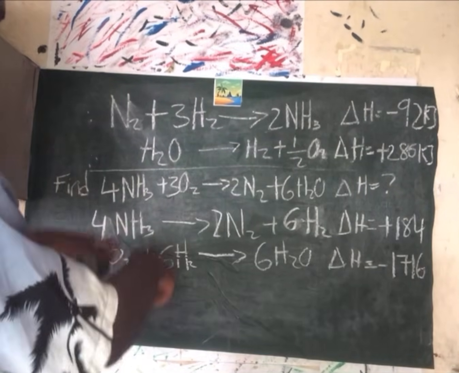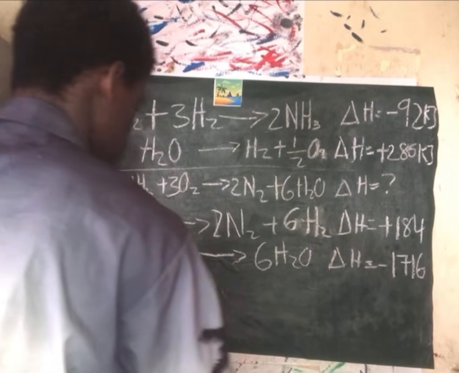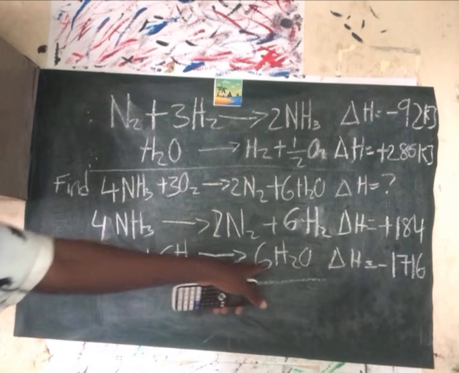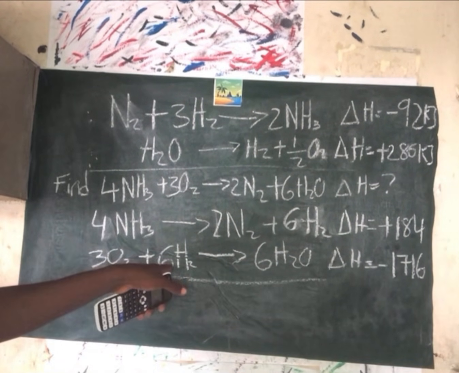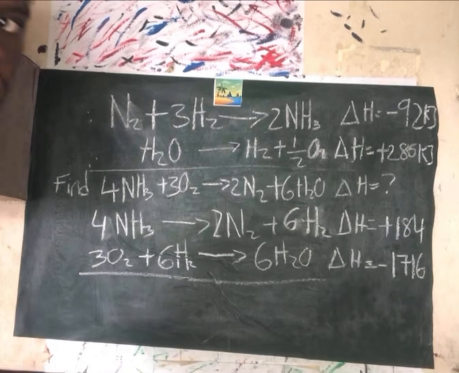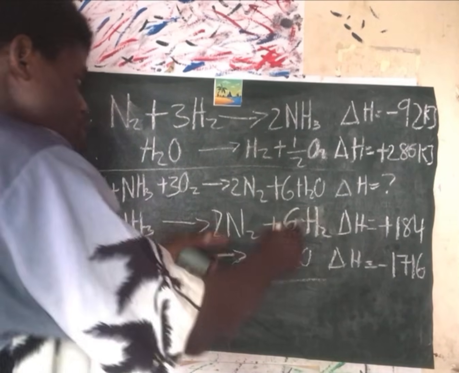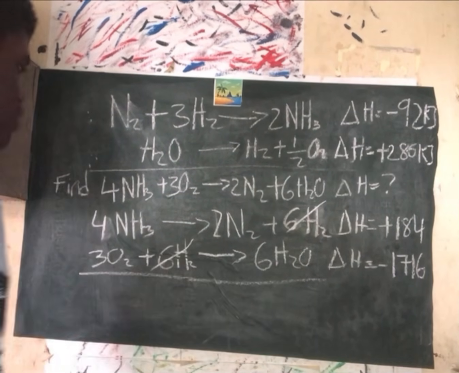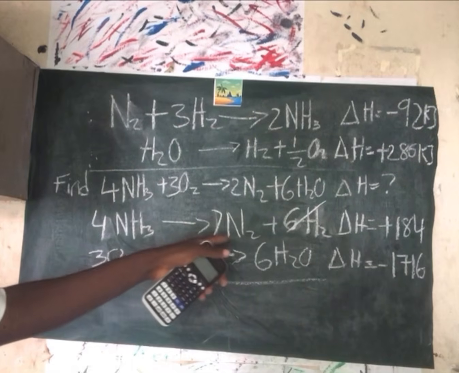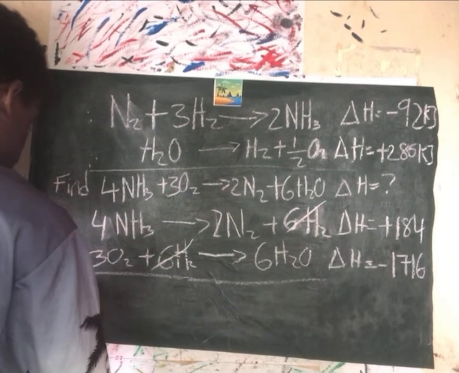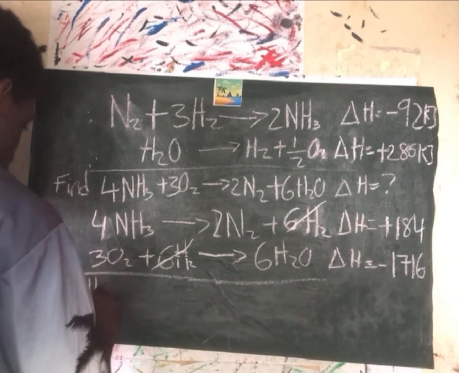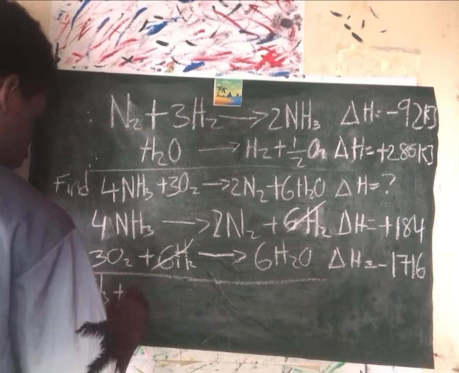Now let's add our equations together. So when we add our equations together, we find out that 6 hydrogen is here, 6 hydrogen is here. It's going to cancel out because it's in the reactant side here, in the product side here. So let's cancel it out. It's cancelled out like that. Then there's nothing else to cancel. So let's add together. That's 4NH3 plus 3O2.